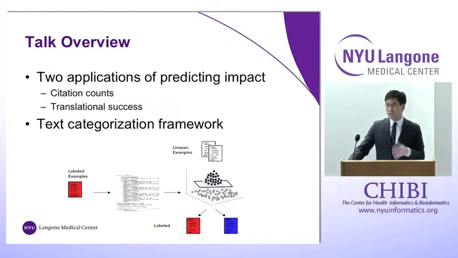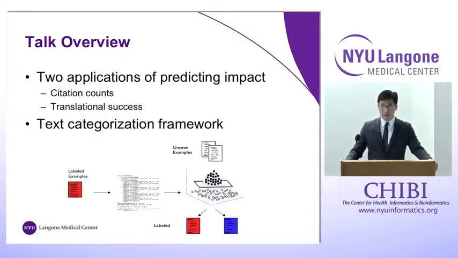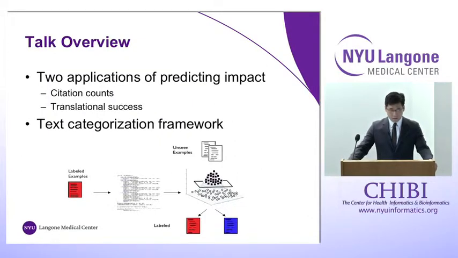Now, for the purposes of this talk, when I say translational success or translational impact, what I mean is that some type of basic science discovery has impacted clinical care. The way I'm going to interpret that is if something is cited by a clinical trial or a clinical guideline. So that's what I'm talking about when I say translational success. Obviously, you can define it a number of other ways, but that's the operational definition I'm going to be using.